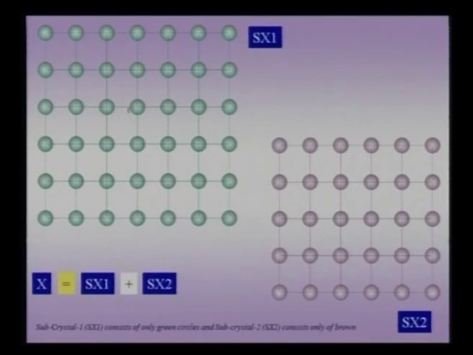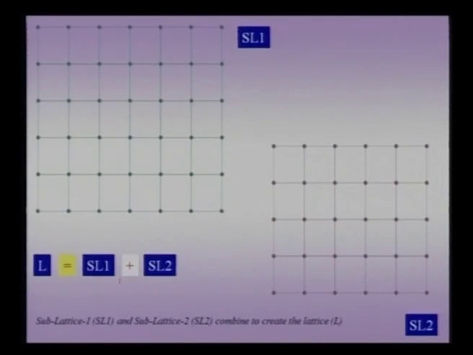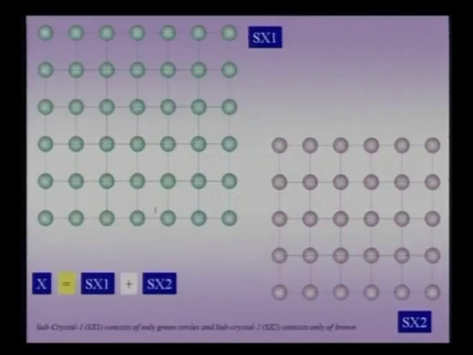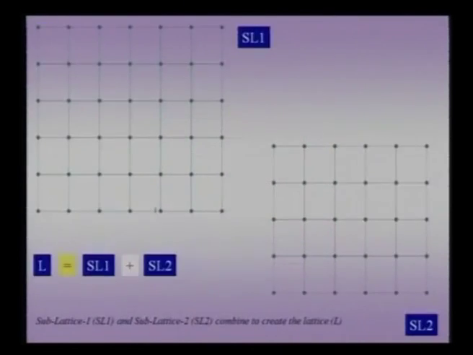So I have these two subcrystals, one with green circles and one with brown circles, and the supercrystal is a superimposition of these two subcrystals. So let us now break this lattice also into two parts. I can consider the original lattice, which is actually, to be more precise, a superposition of both the brown and green positions, as a combination of a lattice which consists only of green positions and a lattice only of brown positions.